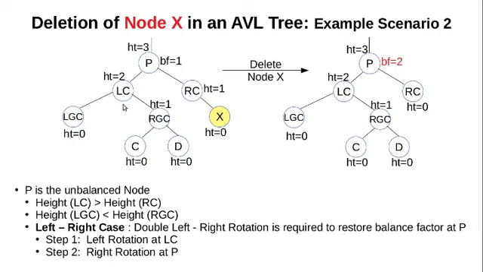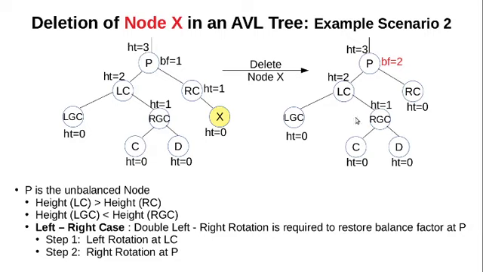We want to delete the node X from this AVL tree. As earlier, the HT over every node shows the height of the node. The height of node P is 3. As discussed, we find and delete the node X as per the BST delete procedure, and the resultant tree is shown on the right.